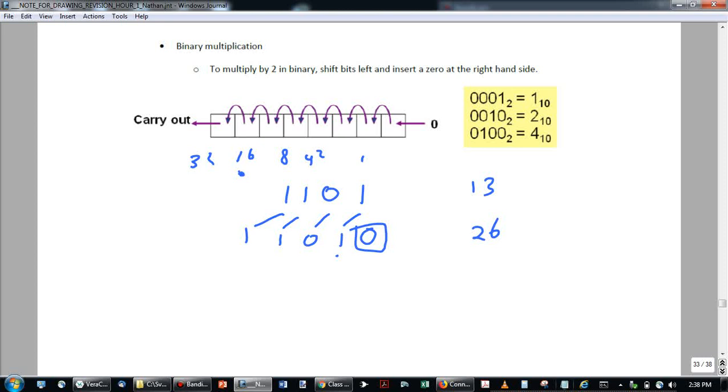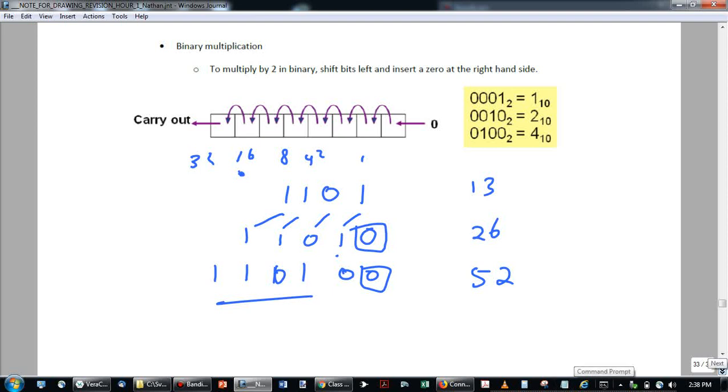If I did it again, what's going to happen? I'm going to get 1, 1, 0, 1, and then 2 zeros here, and this is a new 0. What value should this be? Double, it will be 52. So every time I shift left once, I double the value. Right? So it's an easy way to multiply by 2.